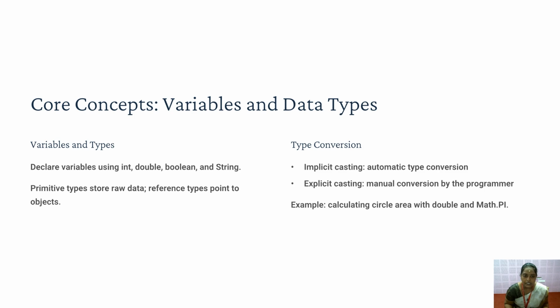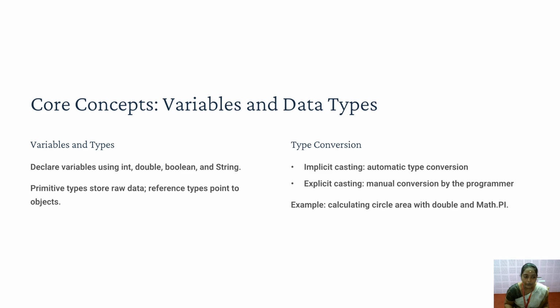Next, the core concepts. The core concepts include variables and data types. We have variables like int, char, float, double. Int is integer, char means a single letter, and string is a group of characters. And what is a variable? It is a container, used to store our data. And how do we declare variables? We can declare variables using int, double, boolean and String.